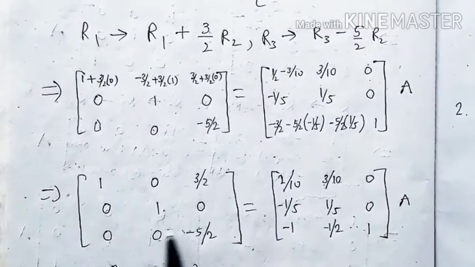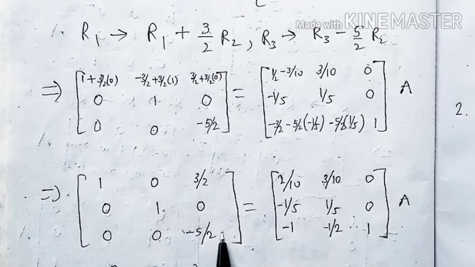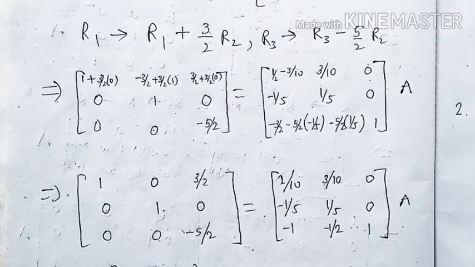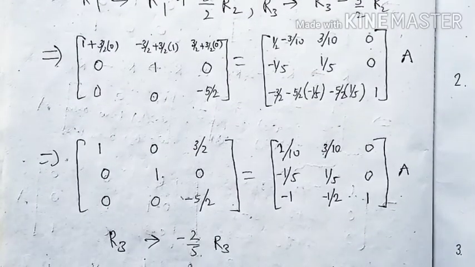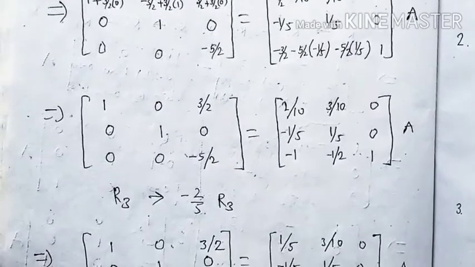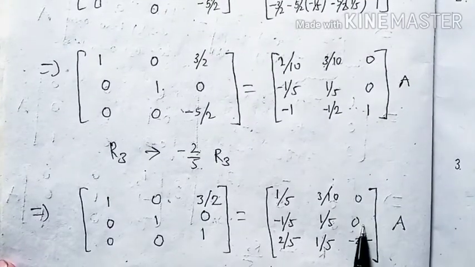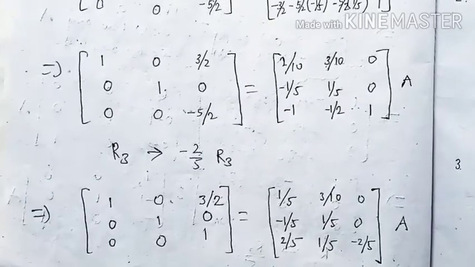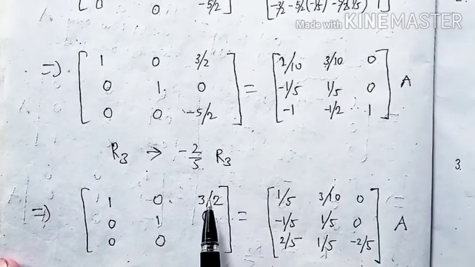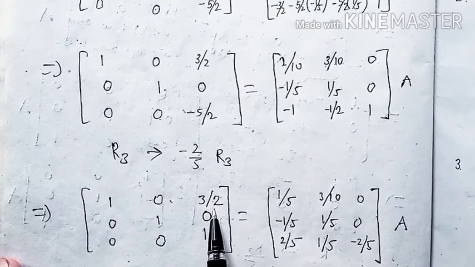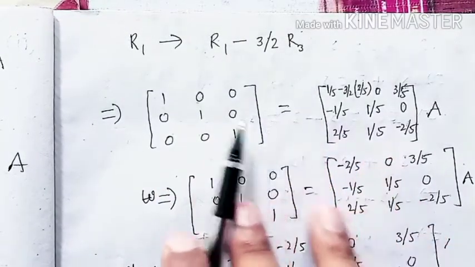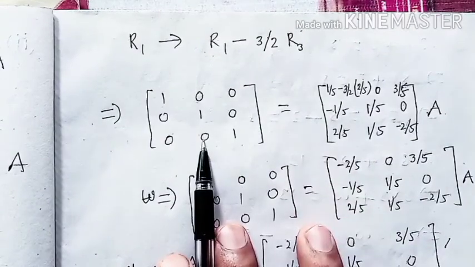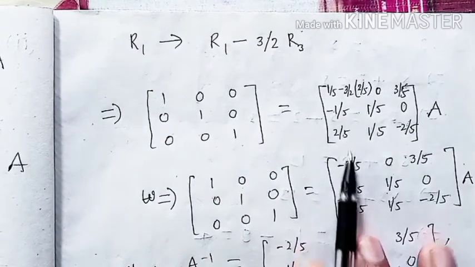this matrix. Now we want that we have 1 here. For that, we have to change R3. R3 is changed to minus 2 by 5 R3. So we have this matrix. Now we have to make this one as 0. Then we apply R1 is changed to R1 minus 3 by 2 R3. Then we have LHS matrix as identity matrix, and this is our A inverse.